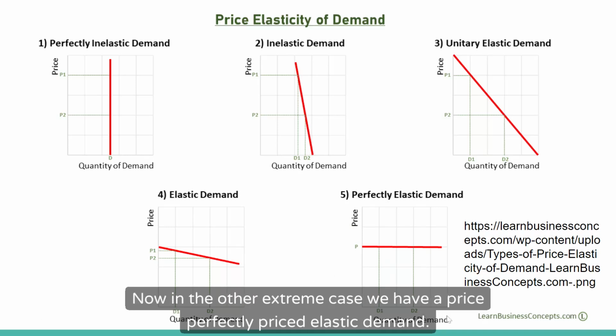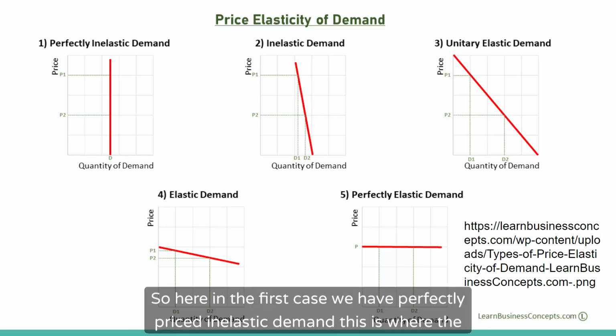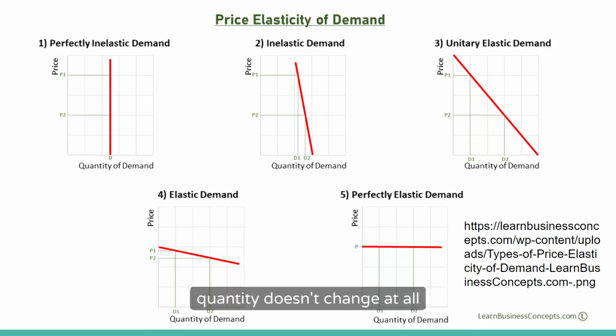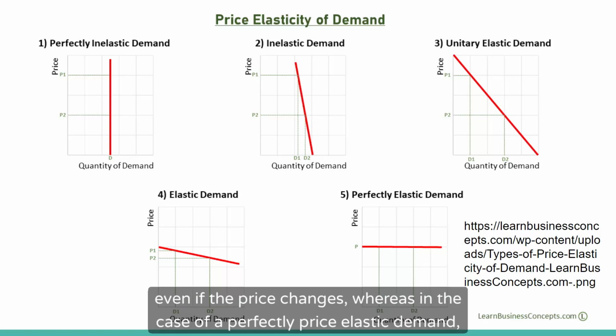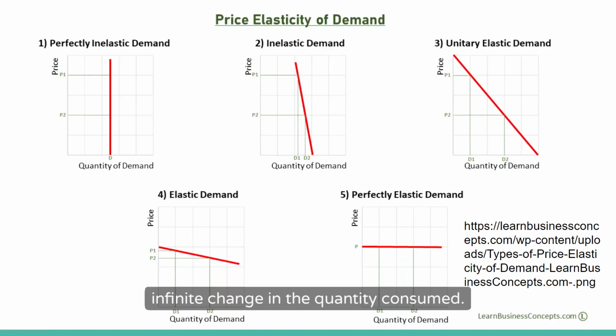Now, at the other extreme, we have a perfectly price elastic demand. When we throw in the word perfectly, it means 100%, it means completely, it means totally. So here, in the first case, we have perfectly price inelastic demand. This is where the quantity doesn't change at all, even if the price changes. Whereas in the case of a perfectly price elastic demand, this will be the case where a small change in price causes a very large, or in fact infinite, change in the quantity consumed.